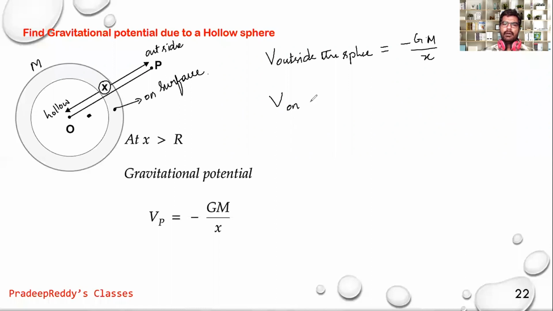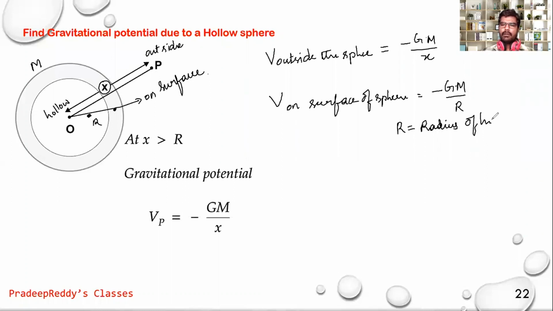Gravitational potential on surface of sphere is equal to minus capital G capital M divided by, if you are on the surface of the sphere, the separation of the point from the center will become equal to the radius of that sphere. So I will just substitute that radius here. Radius I can take as R, where R is equal to radius of hollow sphere.